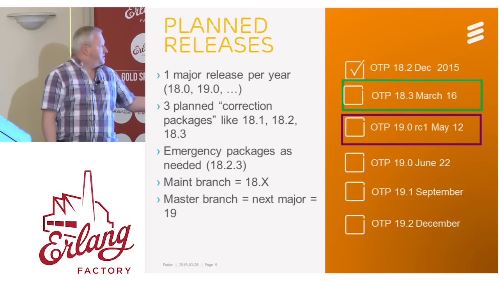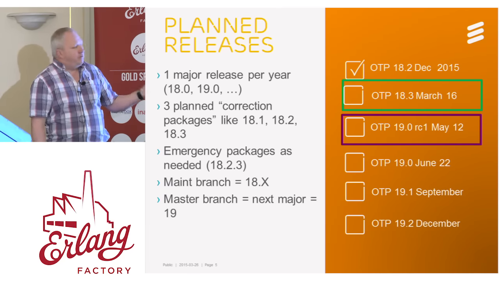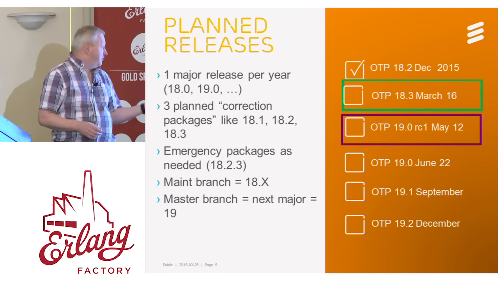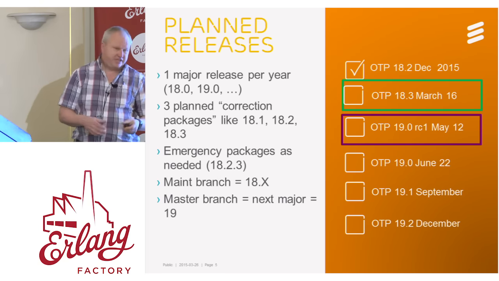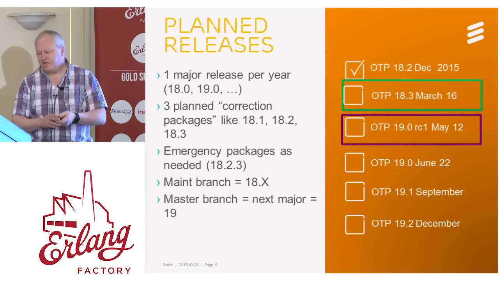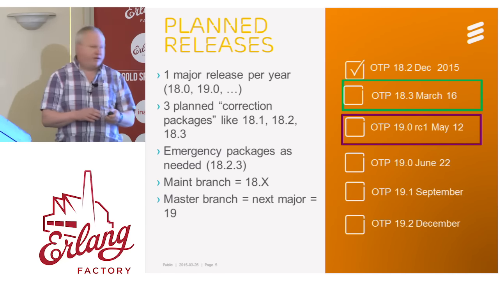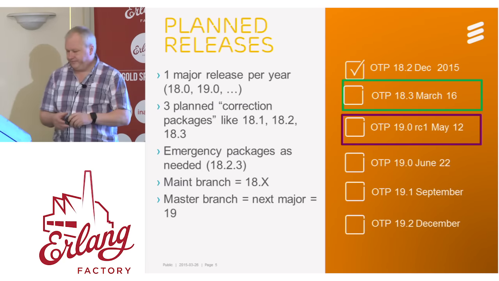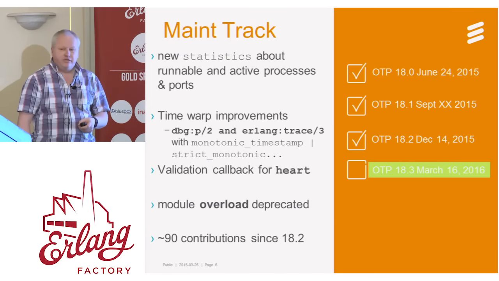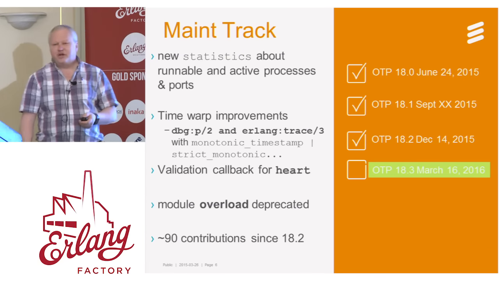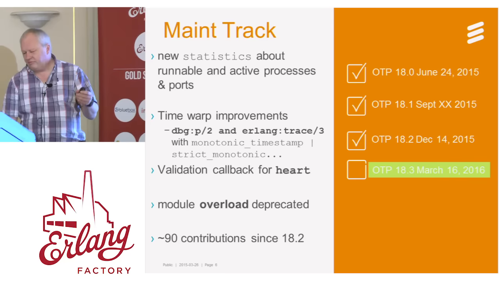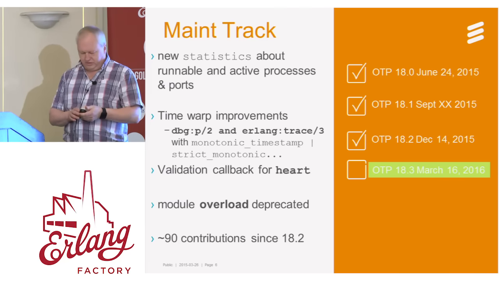I mean, in the major releases we allow ourselves to be slightly incompatible, but not in the correction packages. Exceptions exist, but that's the general idea. If we have something major, new, or something slightly incompatible, we have to put it in the major release. So now, some details about the next correction package, 18.3, next week. It's mostly bug fixes, but some new things.